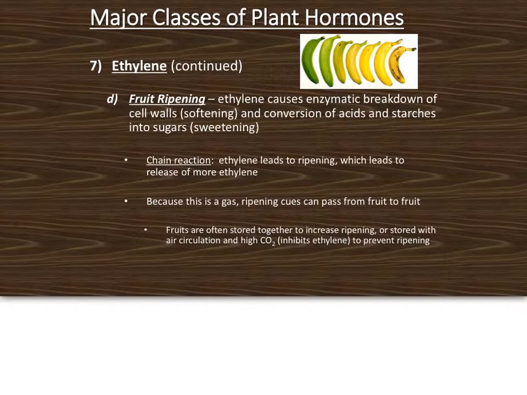Now ethylene, in terms of ripening, works like a chain reaction. So the more the fruit ripens, the more ethylene it releases. So it will continue to ripen and ripen and ripen until eventually it will kind of go bad, right? And its tissues will get too soft and it will break down and rot. Now because of this being a gas that's just open to the atmosphere, a ripening cue in one fruit can cause other fruits to ripen as well.